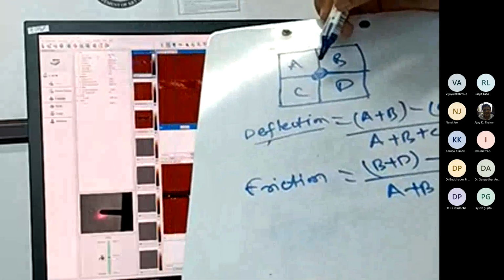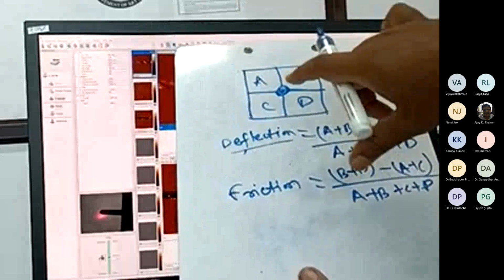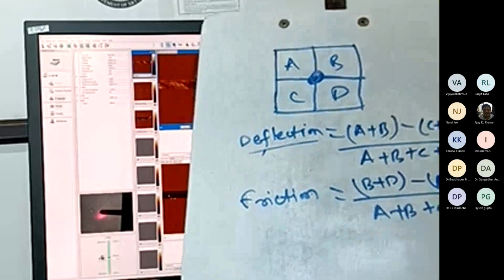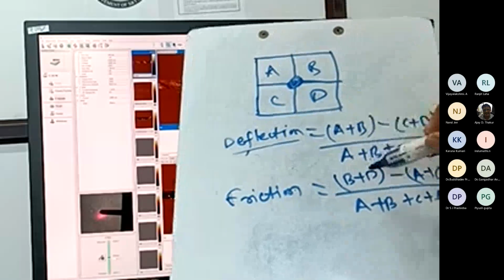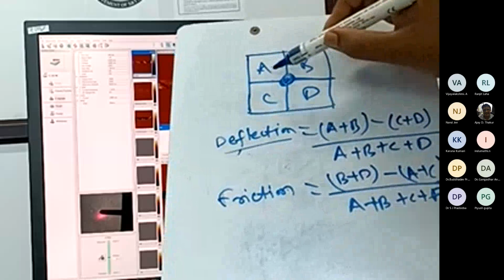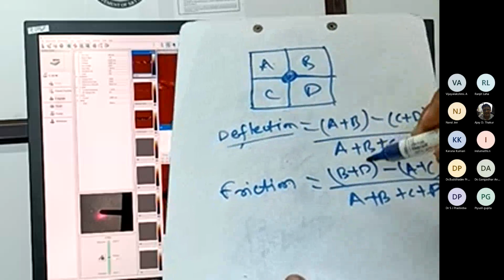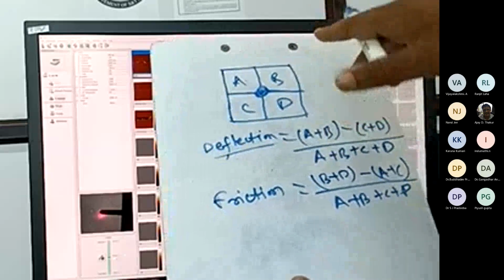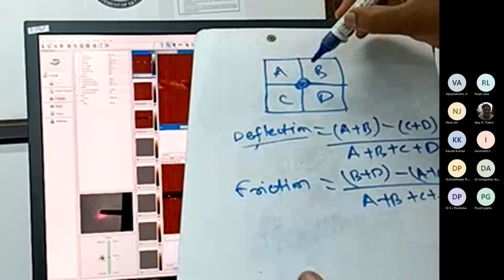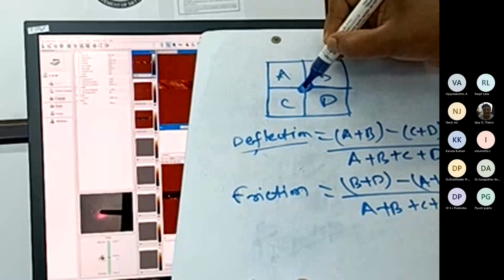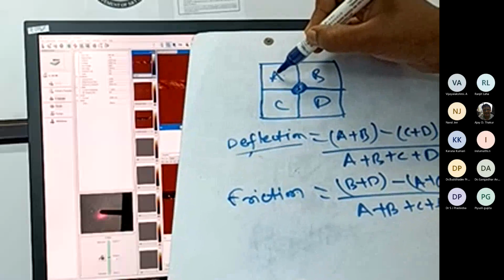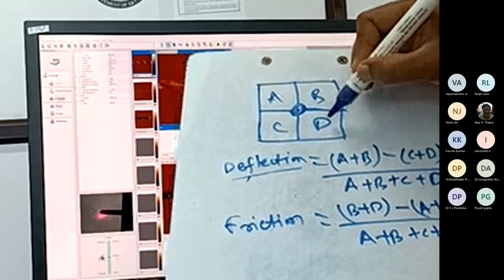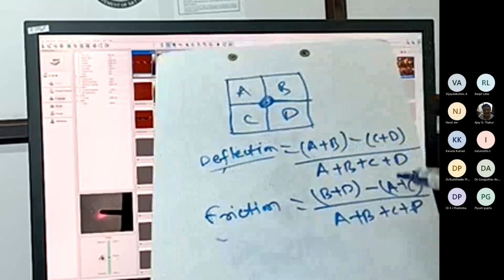Suppose our tip bends a little bit and the laser spot moves right, into this region B and D. In that case, the quantity B plus D will be greater than A plus C, so this quantity will be positive. Friction will be positive. And if the cantilever bends in the left direction, the laser spot will also go left, so the intensity in A plus C will be greater than B plus D. In that case, this quantity will be negative.